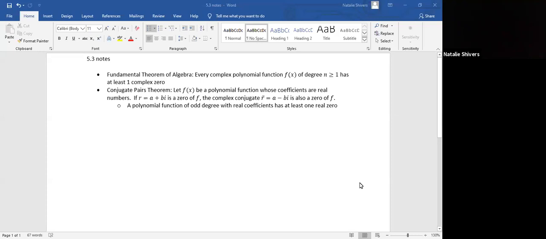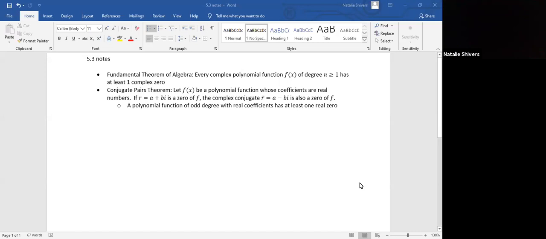on Blackboard. And it says that every complex polynomial function of degree n greater than or equal to 1 has at least one complex zero. So the big deal here is every complex polynomial function. Complex again means that it has an imaginary number piece to it. So it's going to have one complex zero. So we're going to have an i as part of the zero.